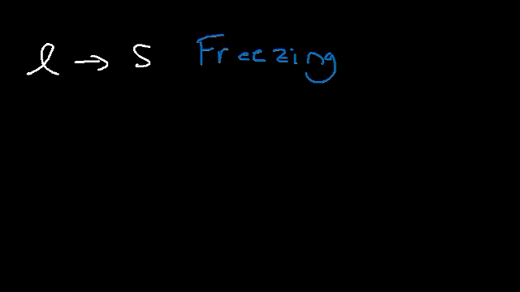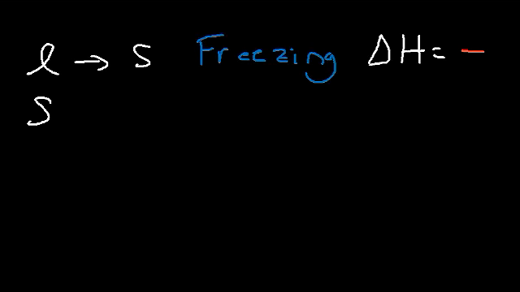Freezing, is it an endothermic process or an exothermic process? Do you have to add heat energy or remove heat energy? In order to convert, let's say, liquid water into ice, you need to remove heat energy because you need to bring down the temperature. So because you're removing heat energy, freezing is an exothermic process.